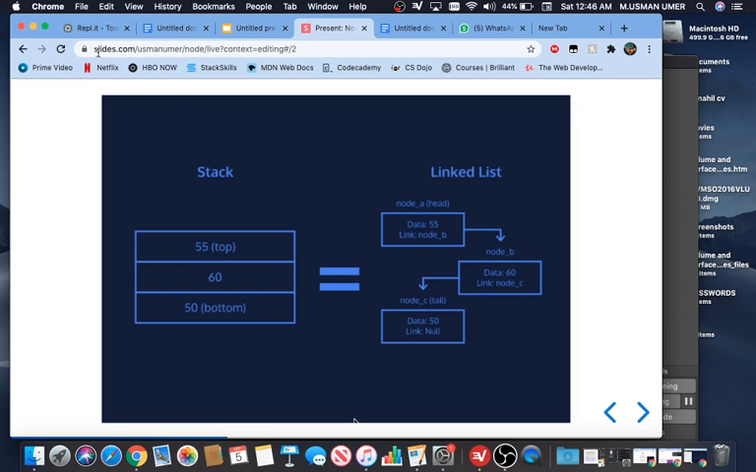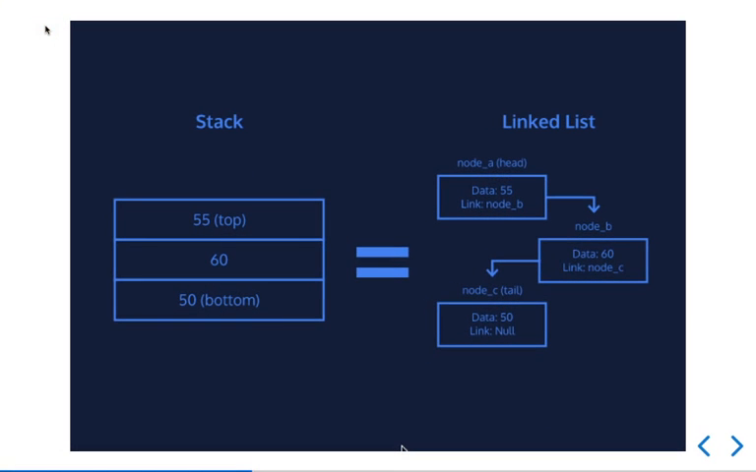what linked lists are. So depending on the implementation, the top of the stack is equal to the head node, as I mentioned, right? And the bottom of the stack is equal to the tail node. Remember, this is the linked list. This is being shown in a stack.